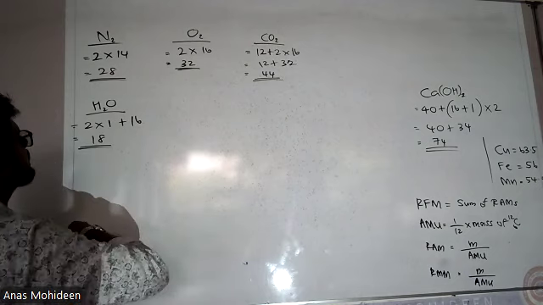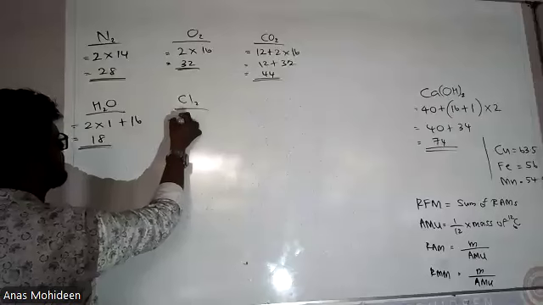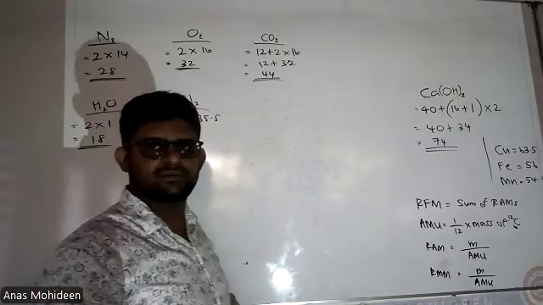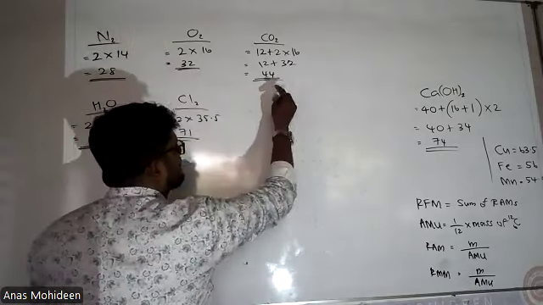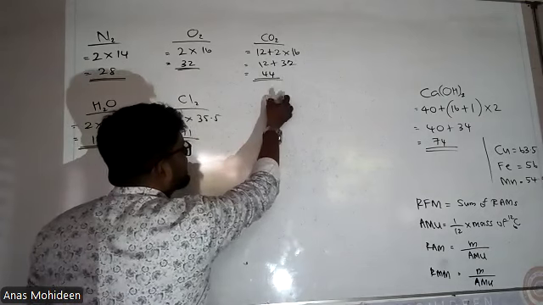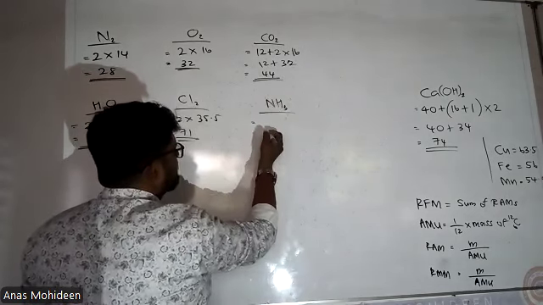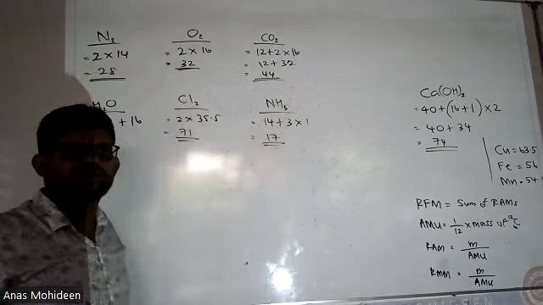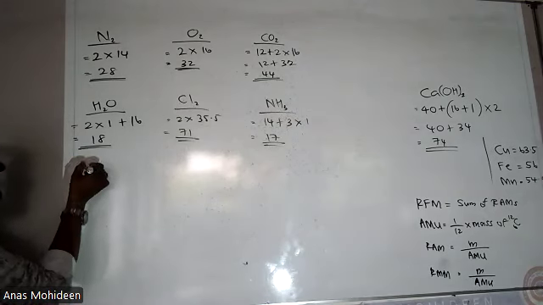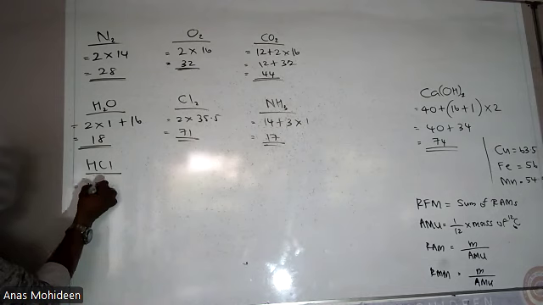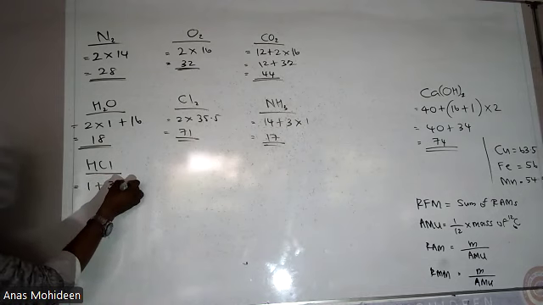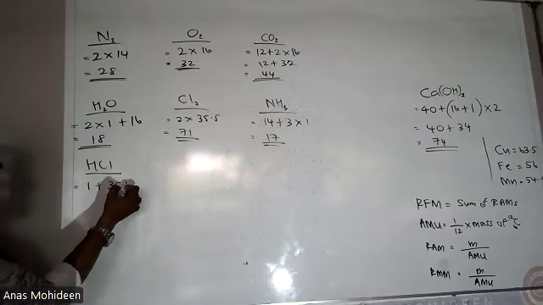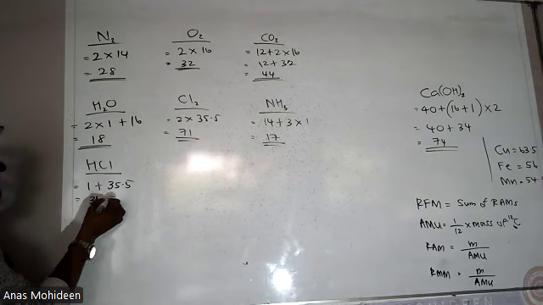Chlorine, Cl2. So 2 into 35.5, 71, right? After that, NH3, ammonia. 14 plus 3 into 1, 17, correct? What's next? HCl. 1 plus Cl 35.5, 36.5. What's next?